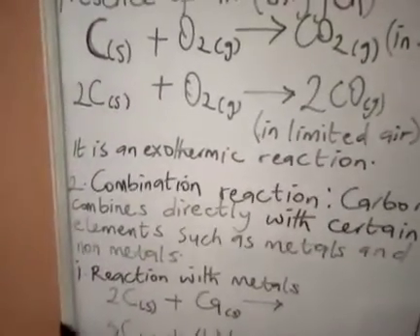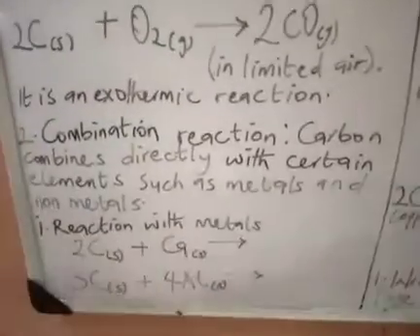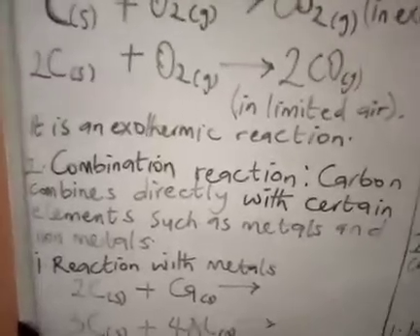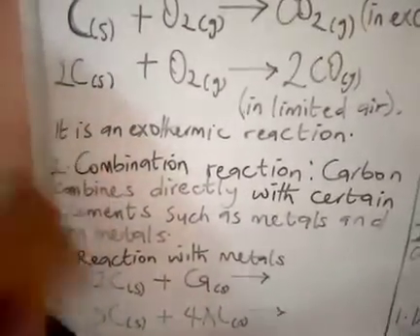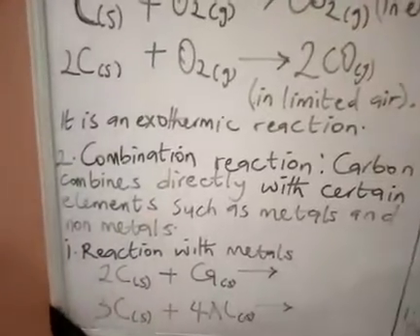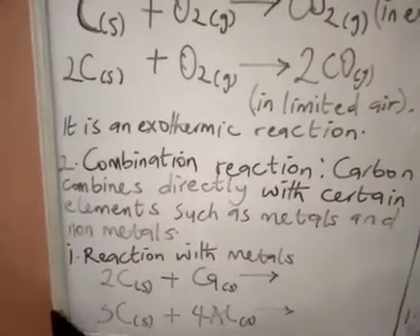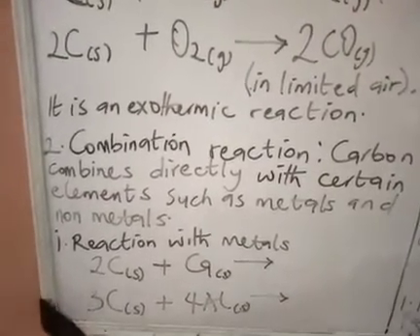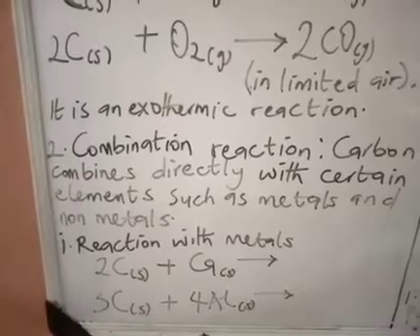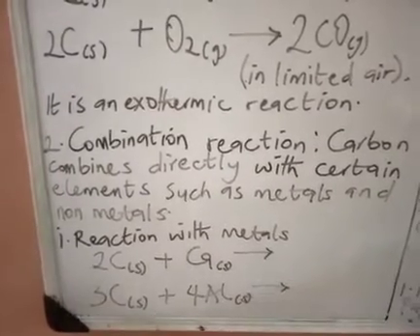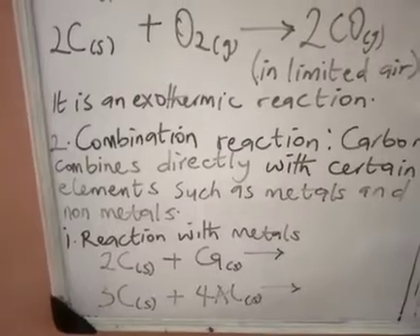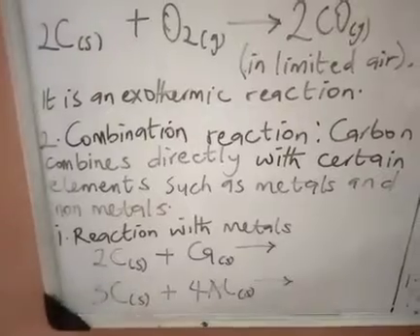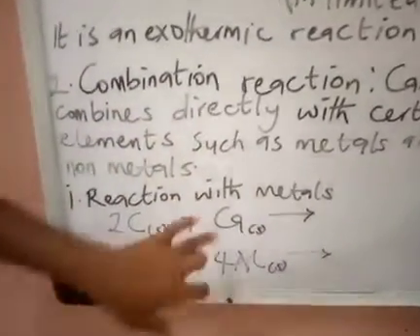The second one is combination reactions. Combination has to do with joining things, bringing two things together to form one. Carbon combines directly with certain elements. Those elements can be metals or non-metals. For metals, carbon can combine with calcium and aluminium. For non-metals, it can combine with sulfur, chlorine, and hydrogen. Hydrogen can serve as a metal and as a non-metal, depending on the reaction it takes part in.